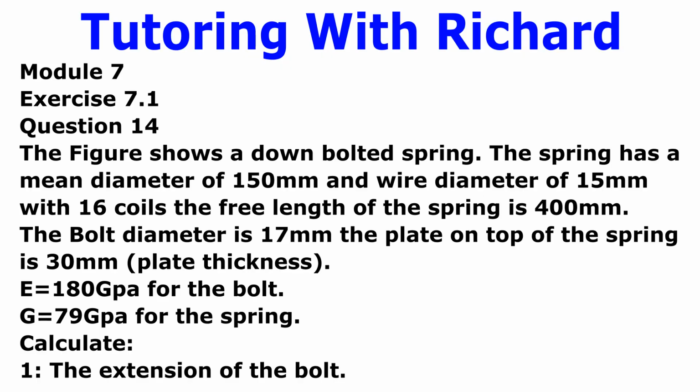Our question states, the figure shows a down bolted spring. The spring has a mean diameter of 150 millimeters and a wire diameter of 15 millimeters with 16 coils. The free length of the spring is 400 millimeters. That means that when the spring is not compressed, it is 400 millimeters long. The bolt diameter is 17 millimeters, and the plate on top of the spring is 30 millimeters thick. E is equal to 180 GPa for the bolt, and G is 79 GPa for the spring. Now we have to calculate the extension of the bolt.